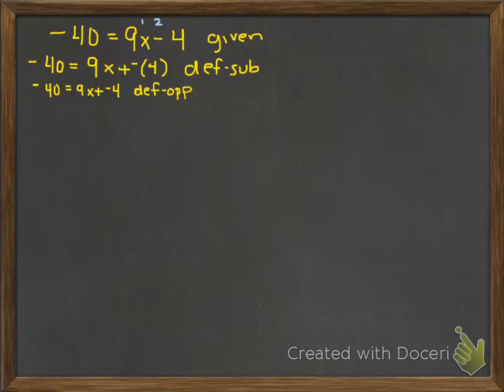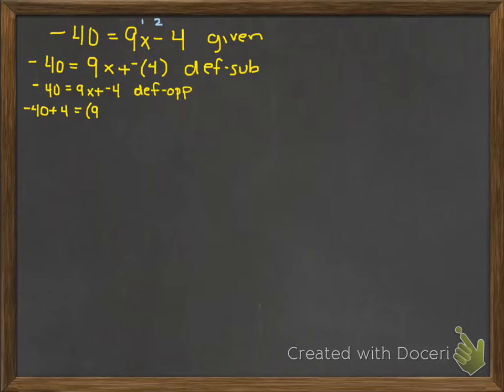Now again, we want to deal with kind of reverse order of operations. So the addition would come before the multiplication of 9 times x. So we want to kind of undo that addition by adding its opposite to both sides. And that's a property of equality. So we're going to take what we have on the left-hand side of the equal sign, and we're going to add 4.